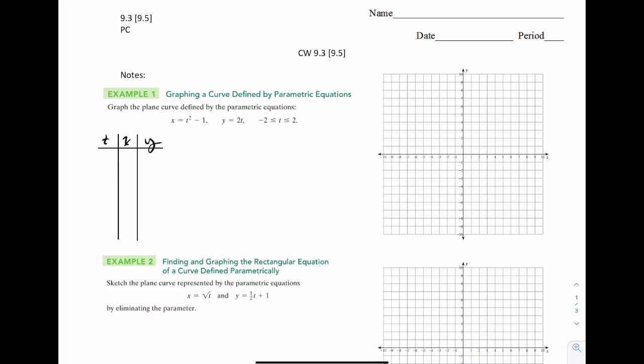Welcome to Classwork 9.3, Textbook Section 9.5. Today we're going to be talking about parametric equations. We're just going to scratch the surface here. When you take calculus, you're going to go much more deeply into this topic. But for now, we'll just introduce the concept.